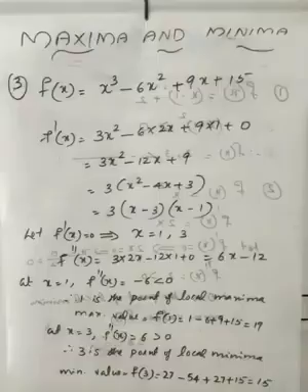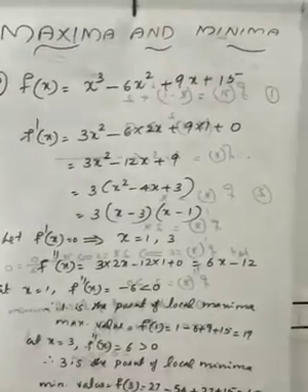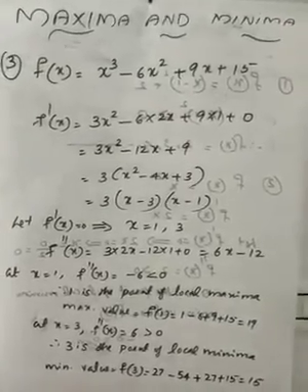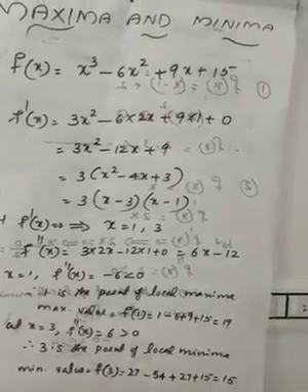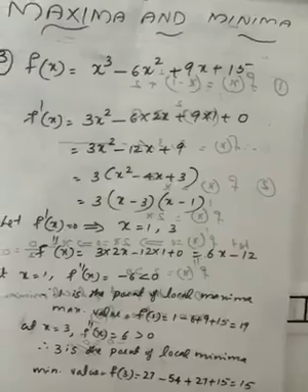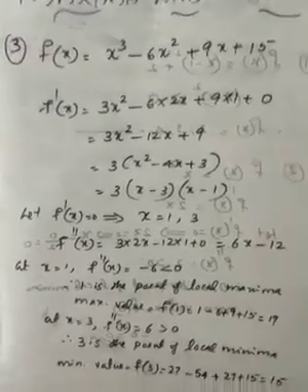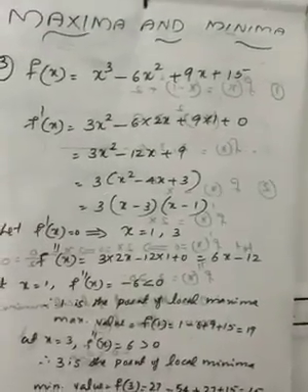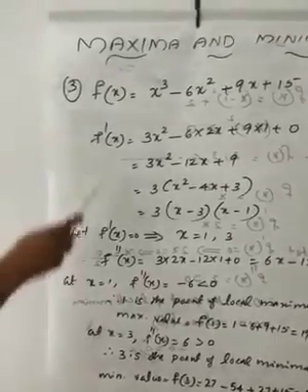Okay. The next question is f of x equal to x cube minus 6x square plus 9x plus 15. Okay, that is similar to the previous question. Find f dash x, the first order derivative. Here also we are using the second order derivative test. What is f dash x?